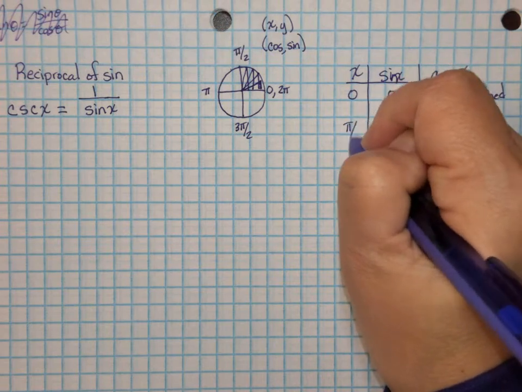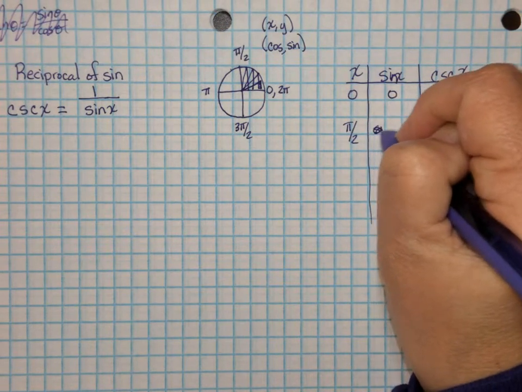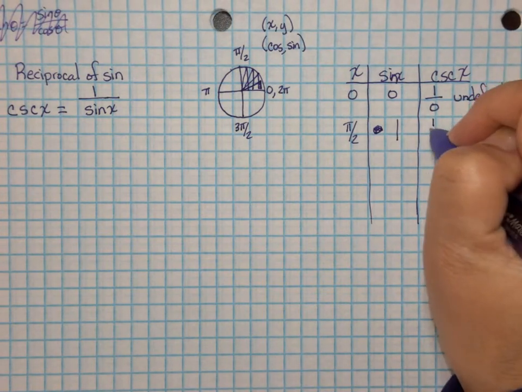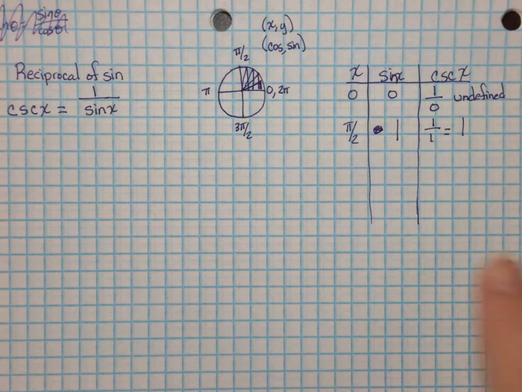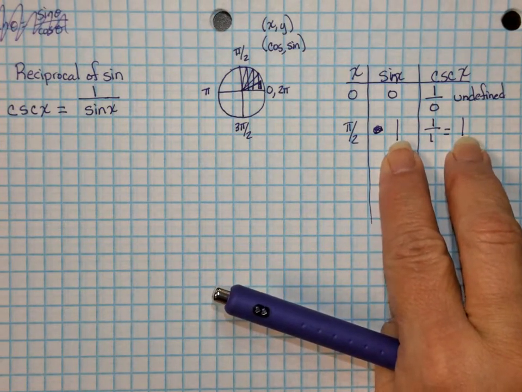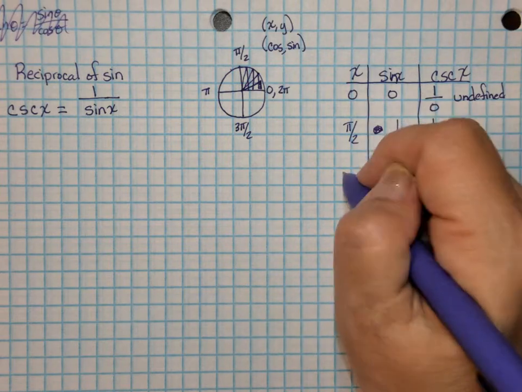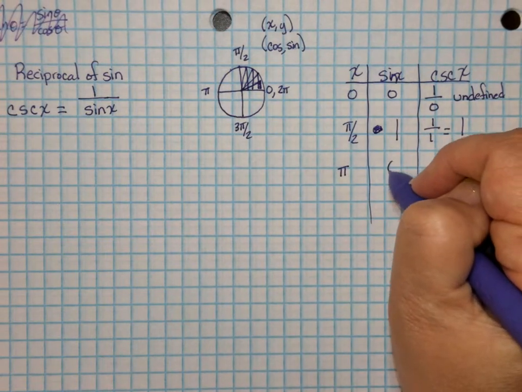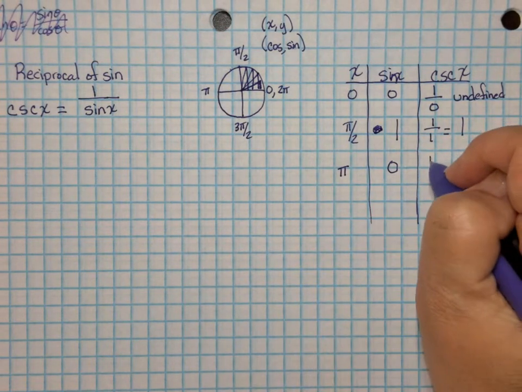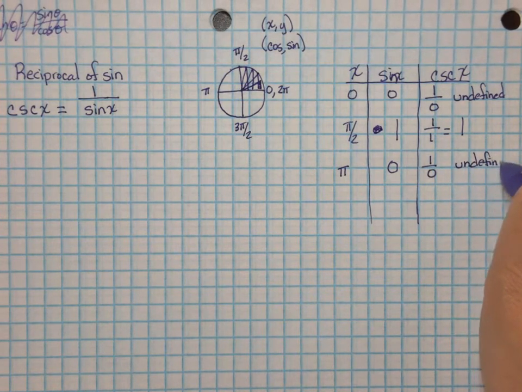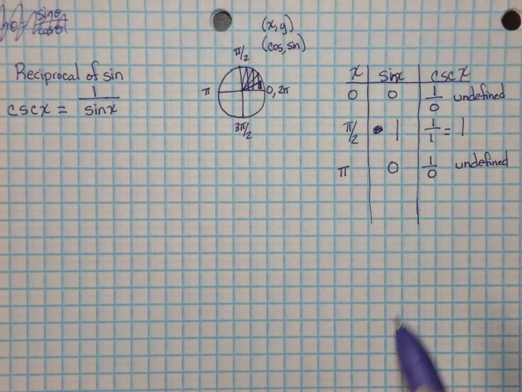So then at pi over 2, our sine of pi over 2 is 1. So our cosecant is 1 over 1, which is 1. So notice at pi over 2, your sine and your cosecant have the same value. Right? Then at pi, our sine value is 0. So our cosecant is 1 over 0, which is undefined. So we will have another asymptote at x equals pi.